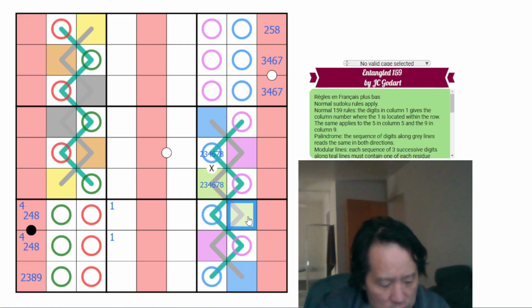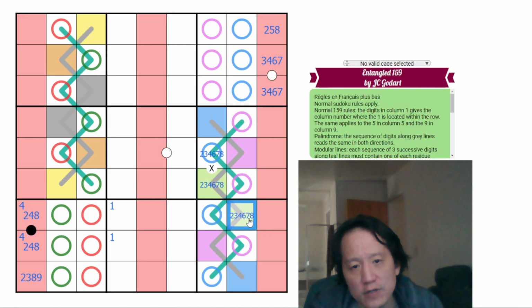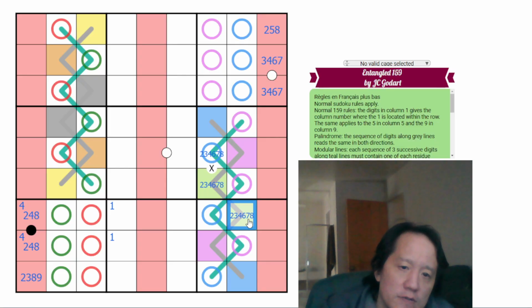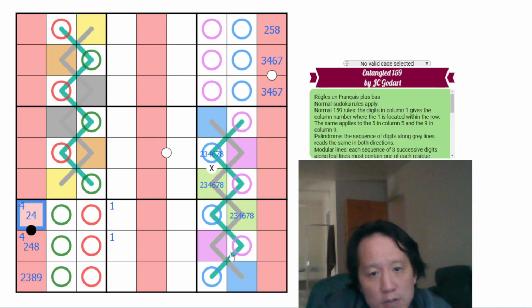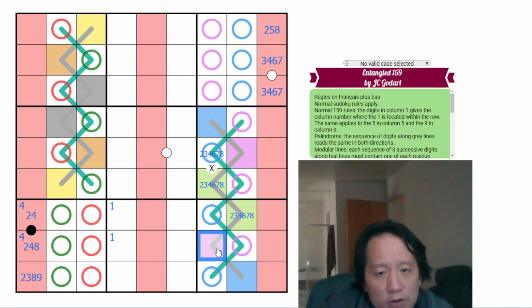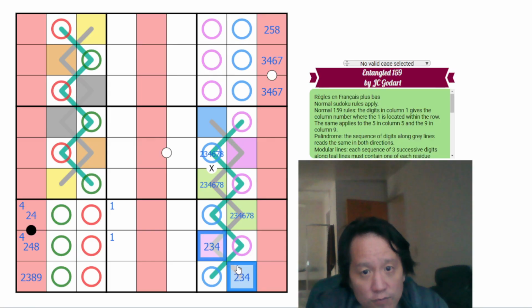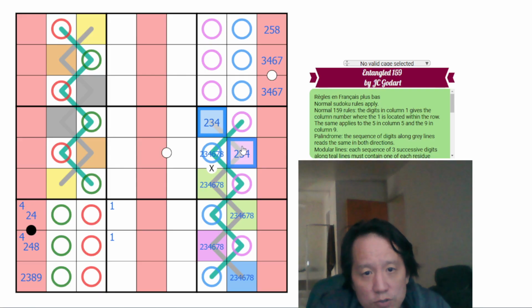So this is also 2, 3, 4, 6, 7, 8. This cannot be 1 or 9. Oh, that's interesting. So this cannot be 1 or 9, which means this cannot be 8. This cannot be 1 or 9. So these are also 2, 3, 4, 6, 7, 8.